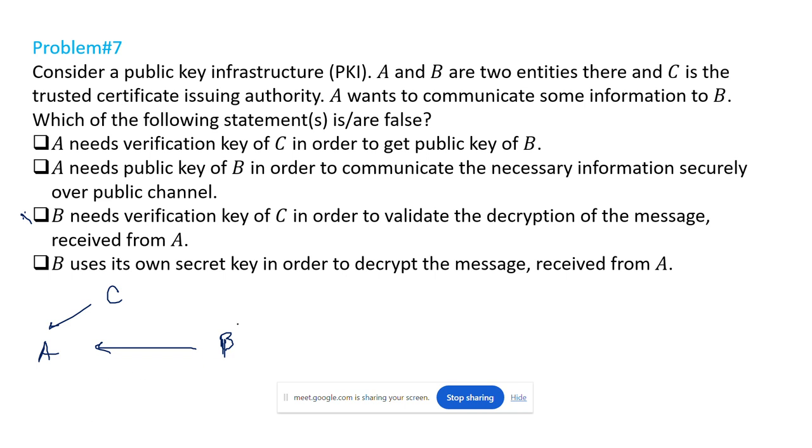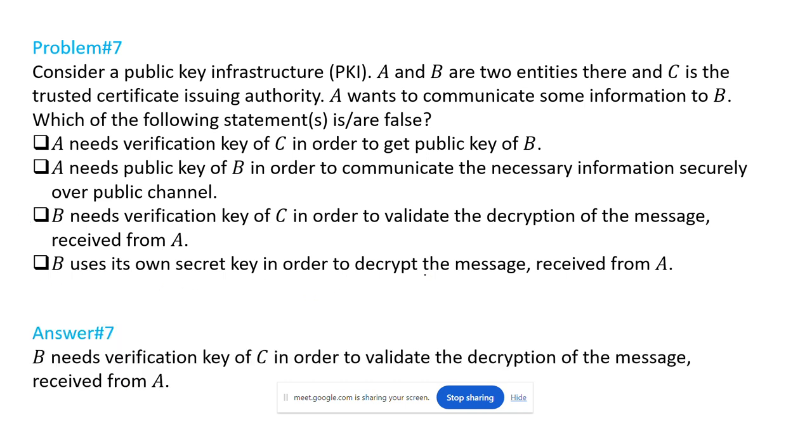Because we are talking about PKI particularly, this is a true statement, and A needs the public key of B to encrypt the message. Yes, it is true, and the last statement is also true, that B uses its own secret key in order to decrypt the message. So yes, the third statement is the only incorrect statement.